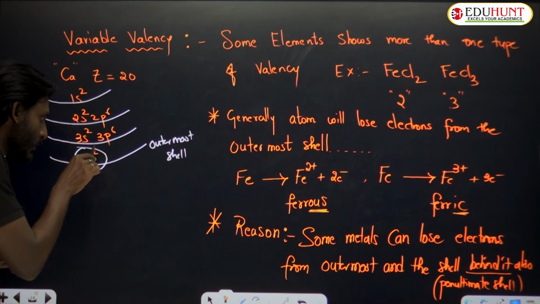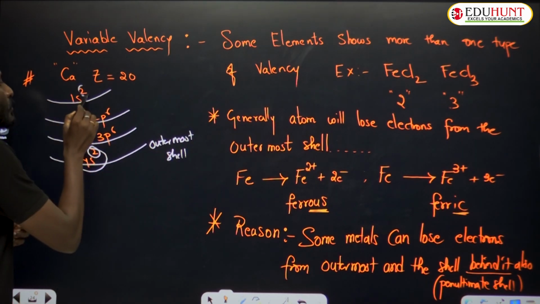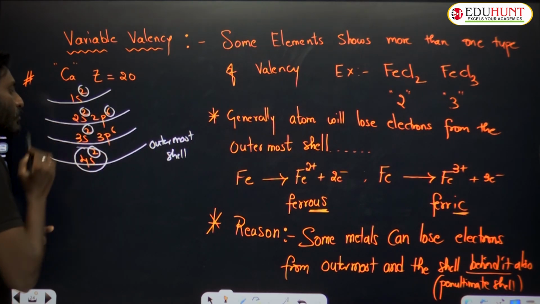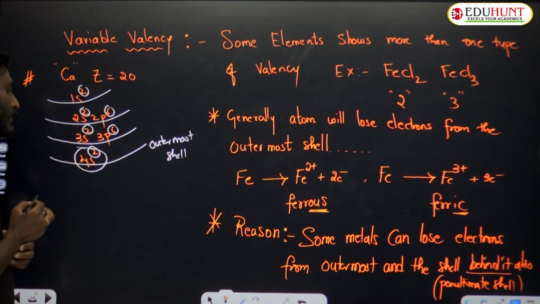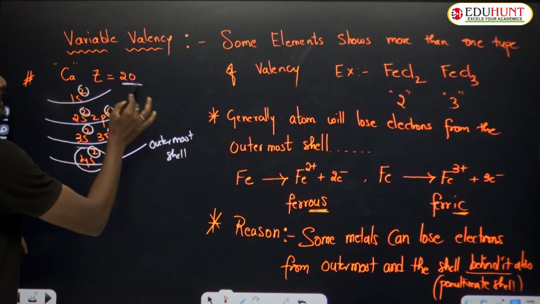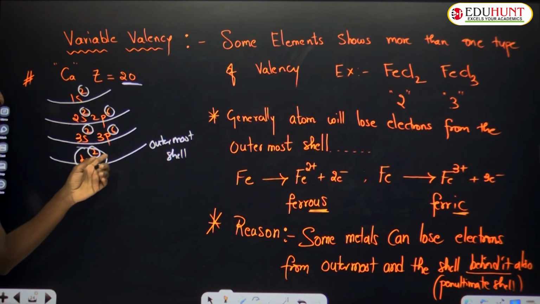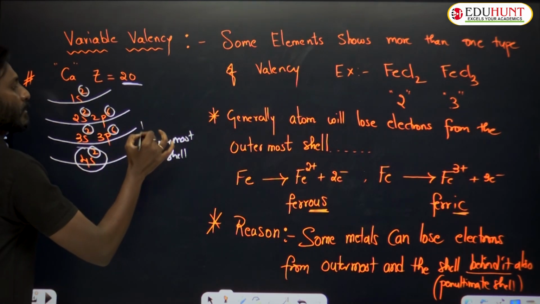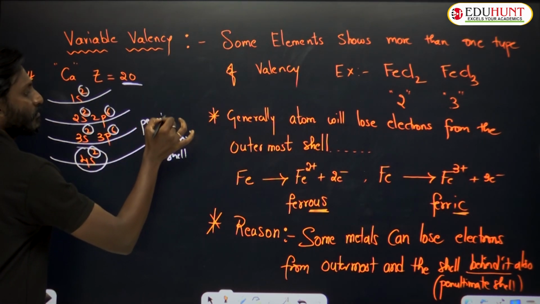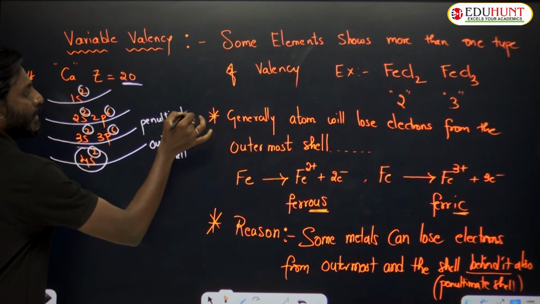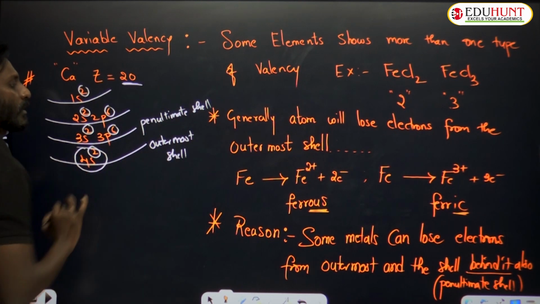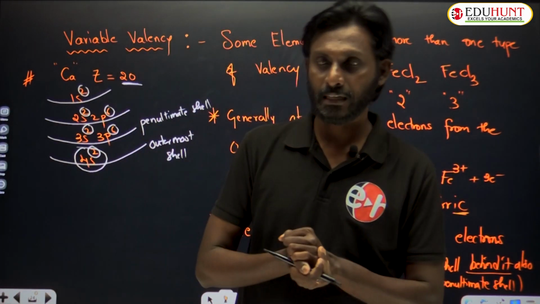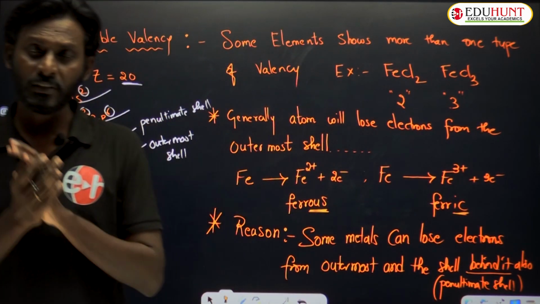There are 2 electrons. 1, 2, 3, 4 plus 4 plus 6, 10. 10 plus 2, 12. 12 plus 6, 18. 18 plus 2, 20. That's how we arrange these 20 electrons. So this is the outermost shell or ultimate shell. And the shell behind this is called penultimate shell.